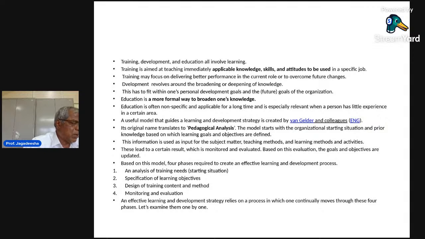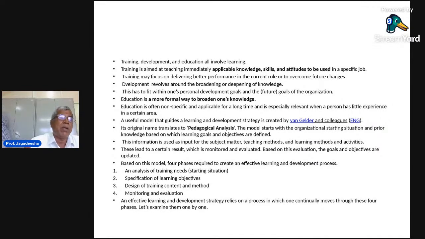And development revolves around the broadening or deepening of the knowledge that I already told you. This has to fit within one's personality development. And one's personality development will be not for the present but for the future. That's also development. And education is more of a formal way, to broaden one's knowledge.